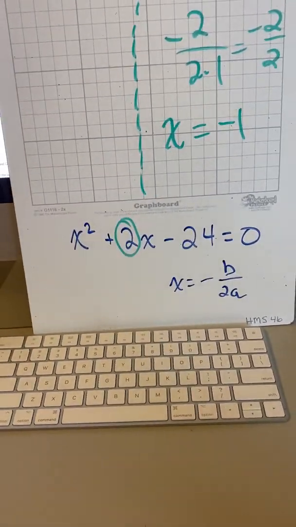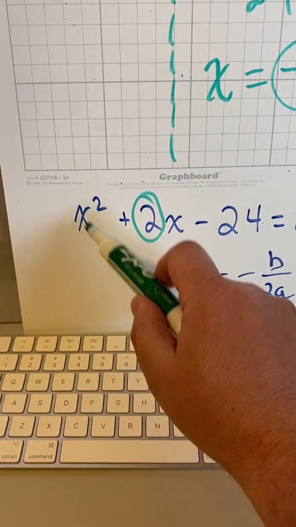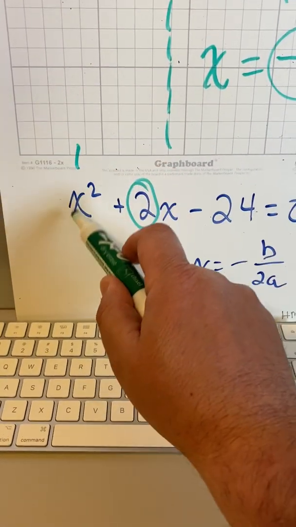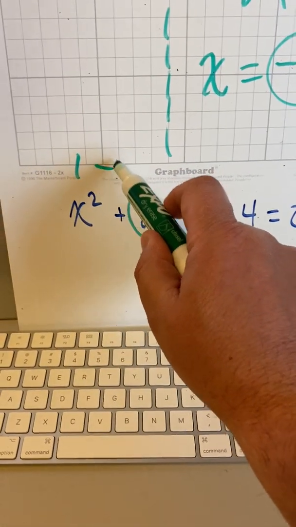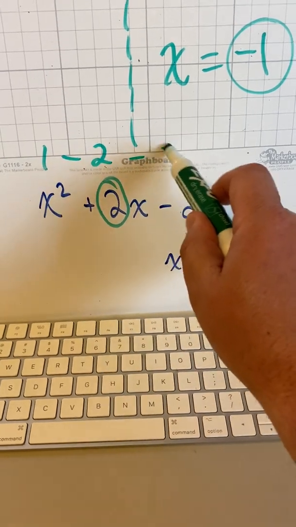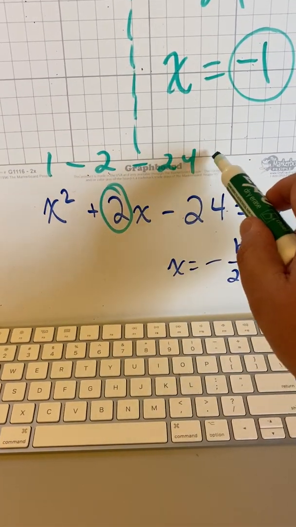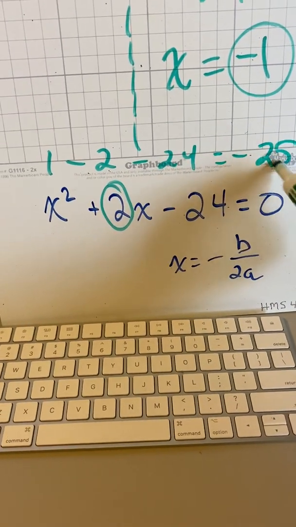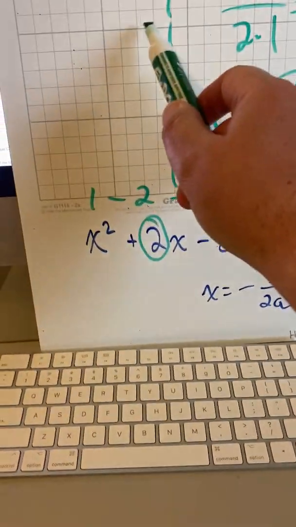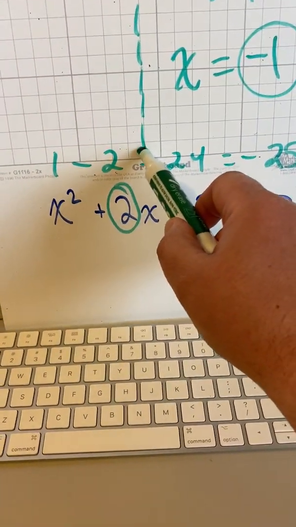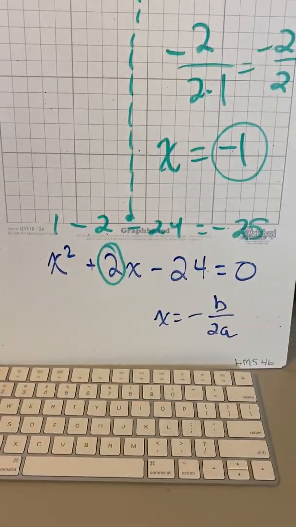Now, to find our vertex, all we do is take negative 1 and put it in for the x. This turns into 1, because negative 1 times negative 1 is a positive 1. 2 times negative 1 is a negative 2, minus 24. 1 minus 2 is negative 1, minus 24 is negative 25. So over 1, down to negative 25, way down there, that's our vertex.